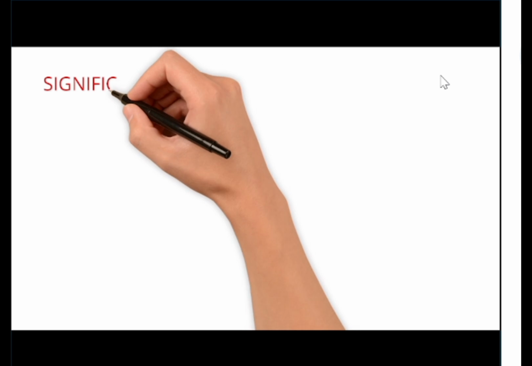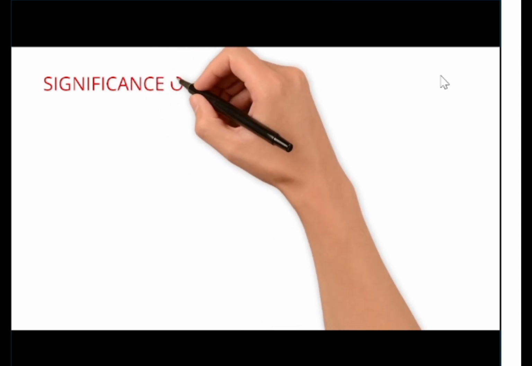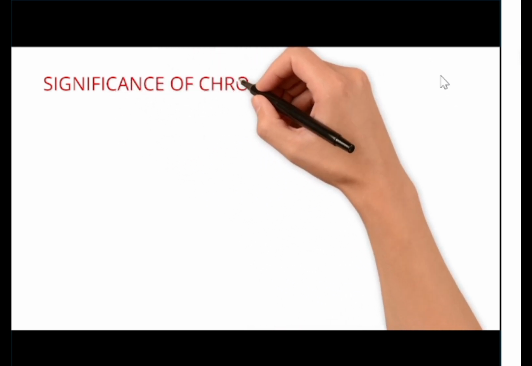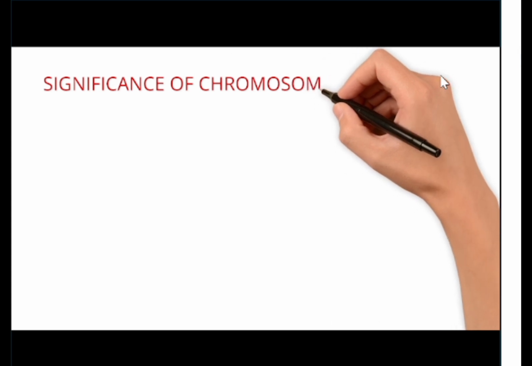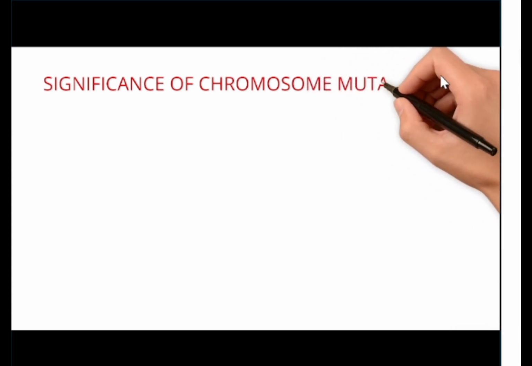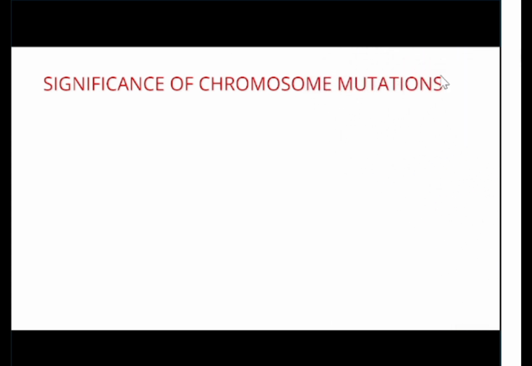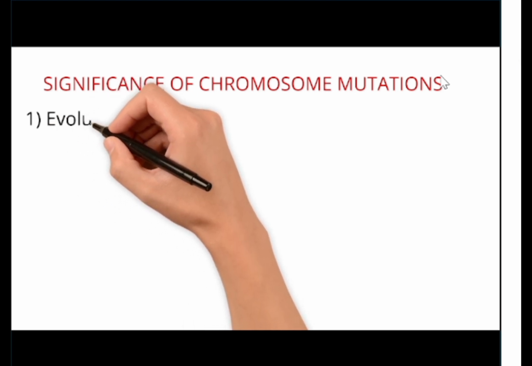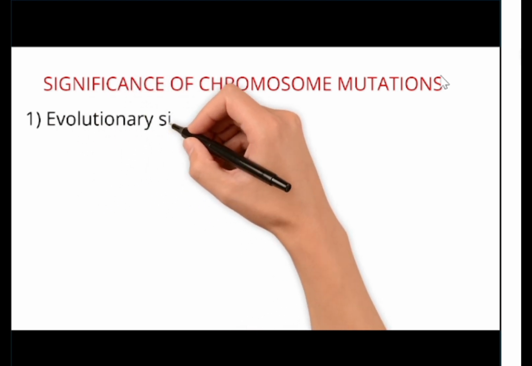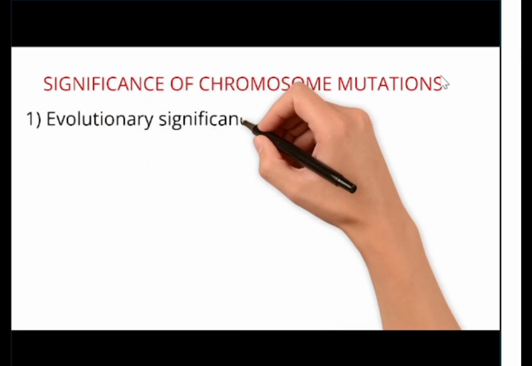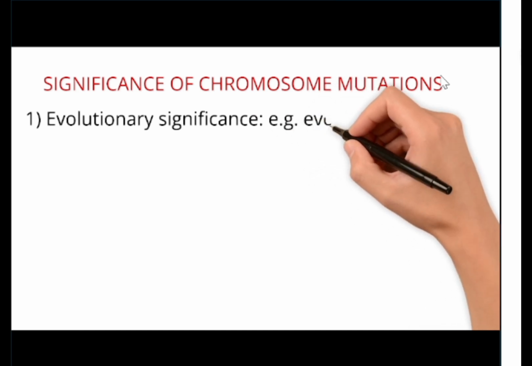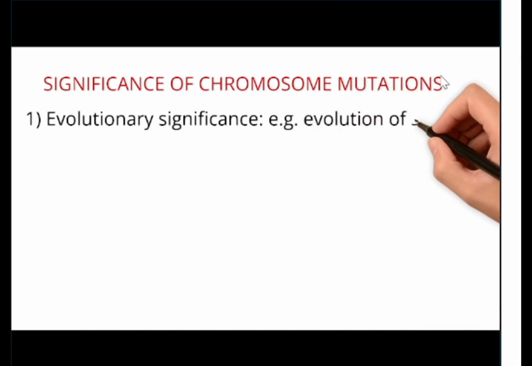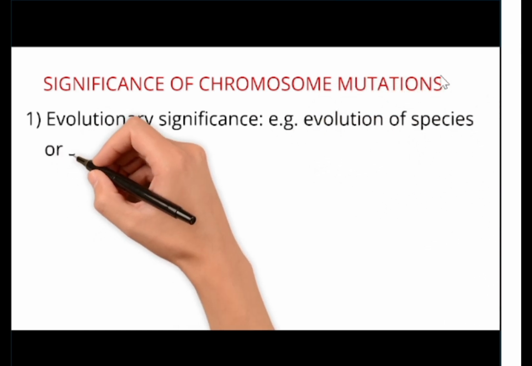What relevance are chromosome changes? Of what relevance are they? So let's look at the relevance in terms of evolution. Chromosome mutations are responsible for evolution of a species. That is, they are responsible for speciation, since they create new variations in population of a species.